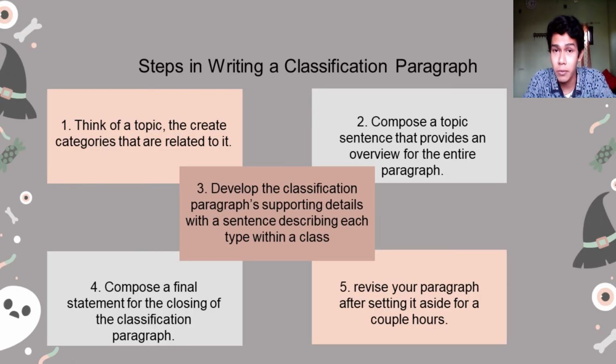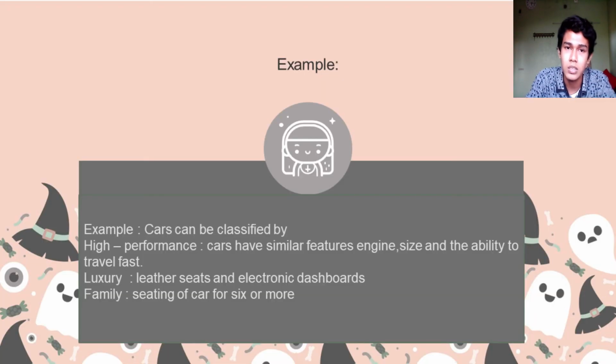These are the steps in writing a classification paragraph. First, think of a topic, then create categories that are related to it. Second, compose a topic sentence that provides an overview for the entire paragraph. Third, develop the classification paragraph with supporting details, with a sentence describing each type within a class. Fourth, compose a final statement for the closing of the paragraph. Fifth, revise your paragraph after setting it aside for a couple of hours.